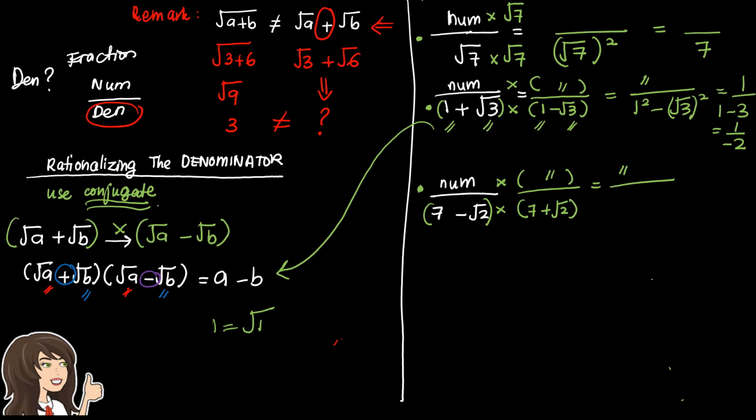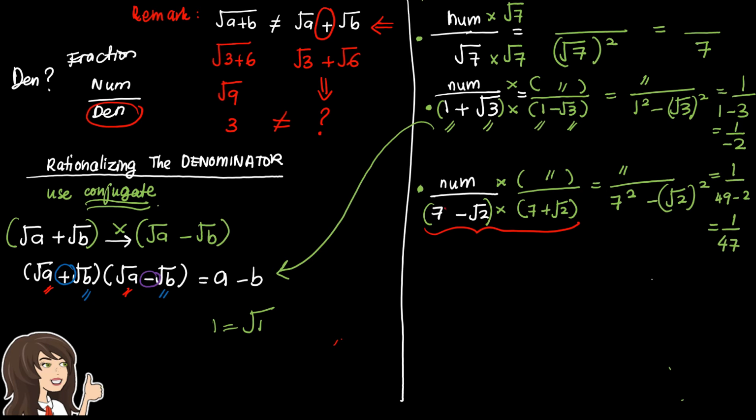Alright, so here you will have 7 square minus surd 2 square. Okay, and then just calculate. So dia sama juga dengan 1 over 49 minus 2. Okay, 1 over 47. Okay, this part, I think some of you is in trouble for you to multiply. Okay, if you are in trouble, you need to do one by one.